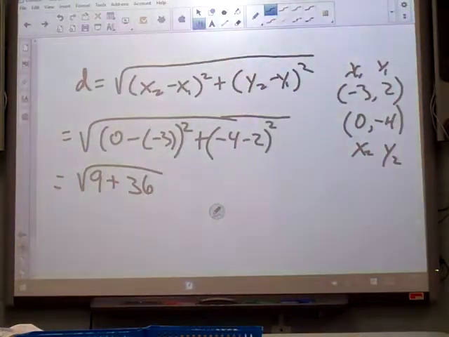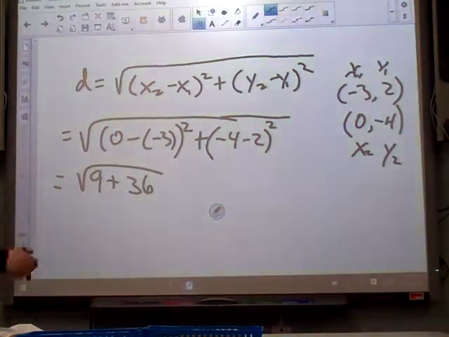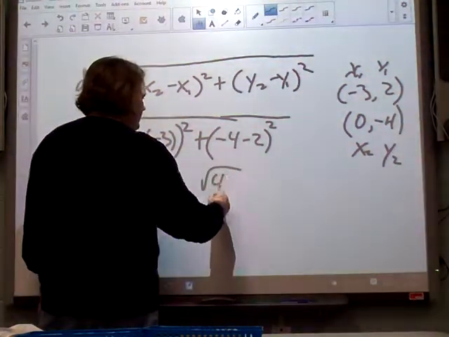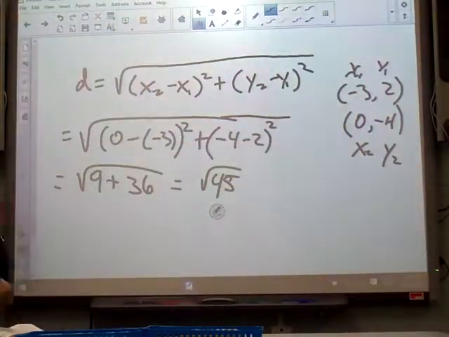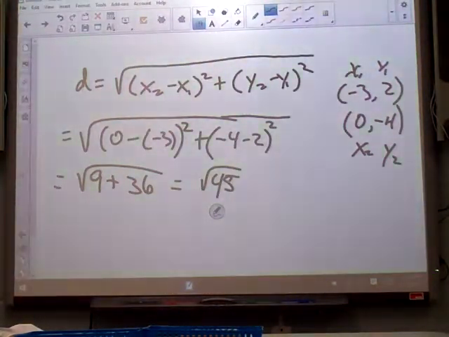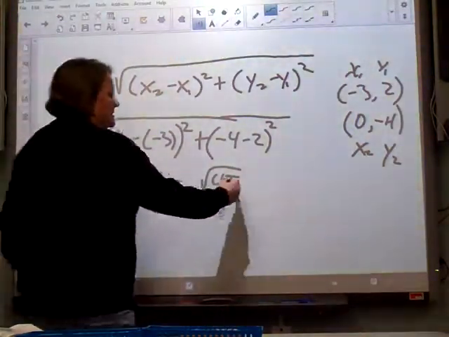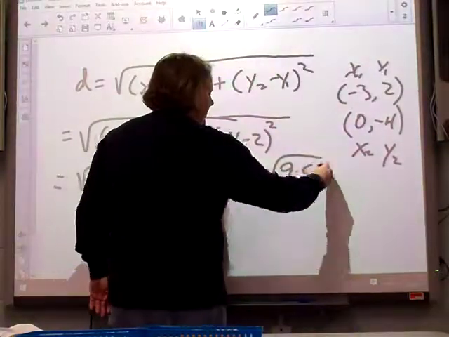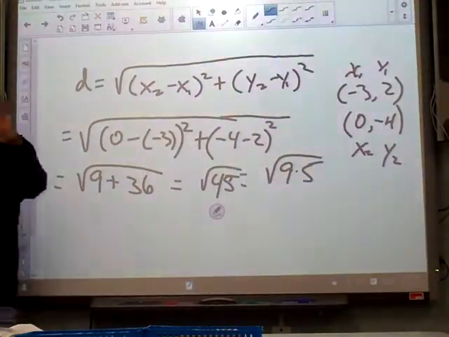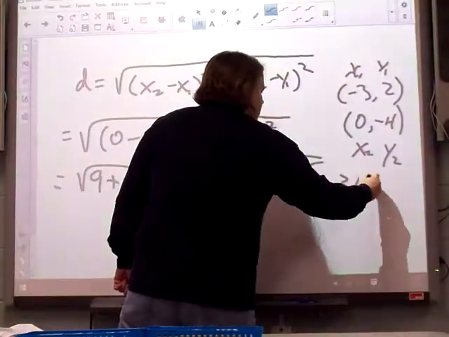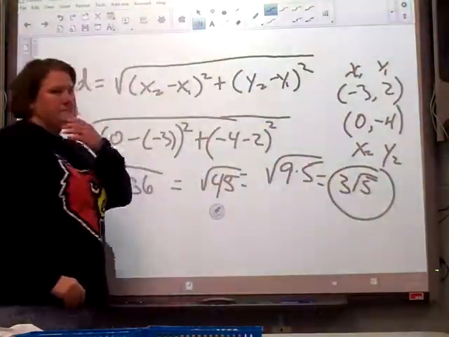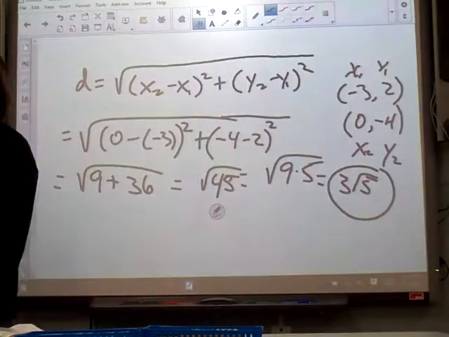What's 9 plus 36? 45. So, square root of 45. Alright, let's see. 6 squared is 36, 7 squared is 49. Nope, we missed 45. Is there a perfect square that'll go evenly into 45? 9, very good. Same as square root of 9 times 5. What's the square root of 9? 3. 3 square roots of 5.